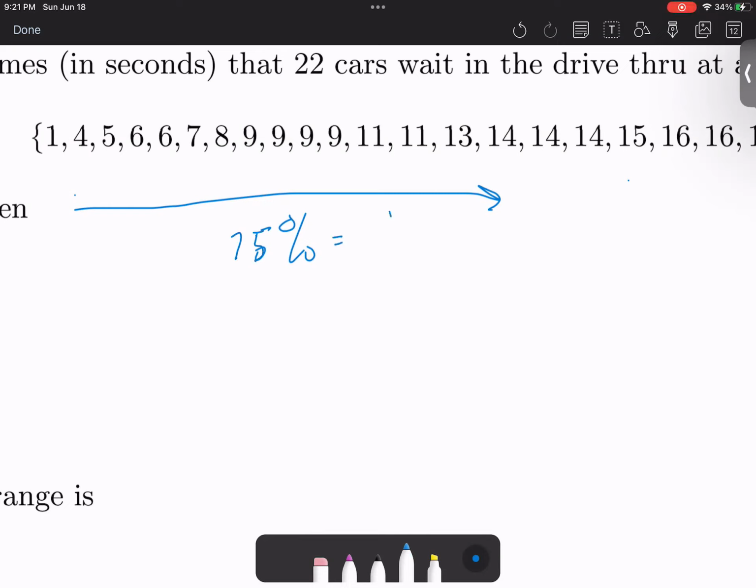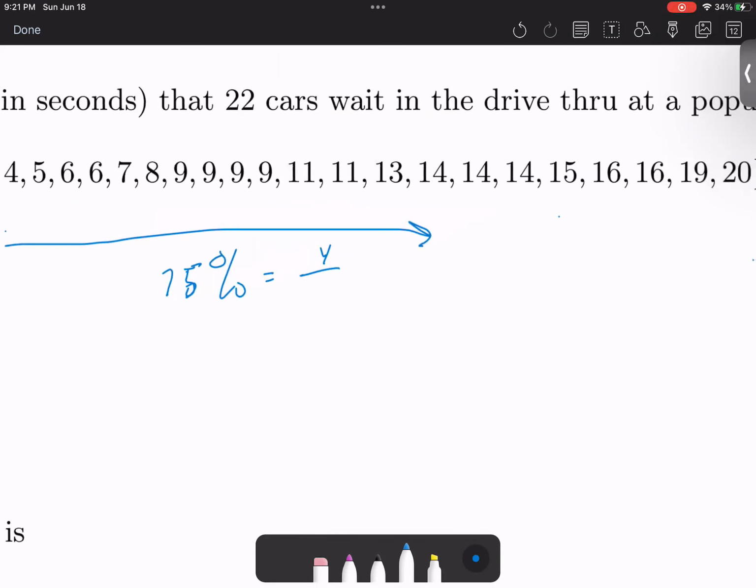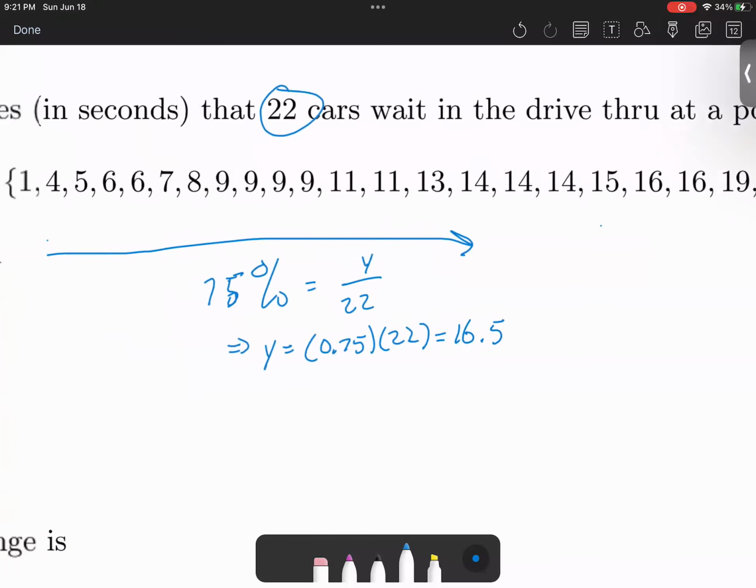So 75% is equal to how many points do I have to count out of the total number of data that I have? And that should be 22. Solving this, we get y is equal to 0.75 times 22, or 16.5. So that's how many data I have to count.